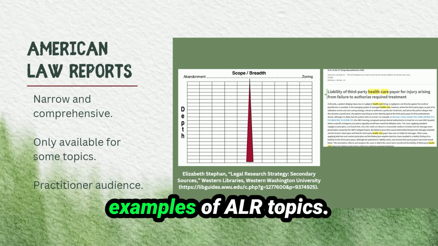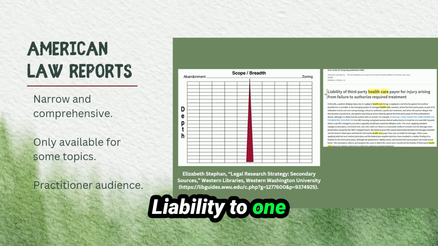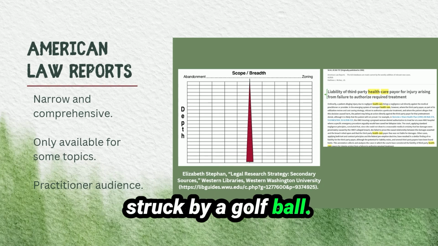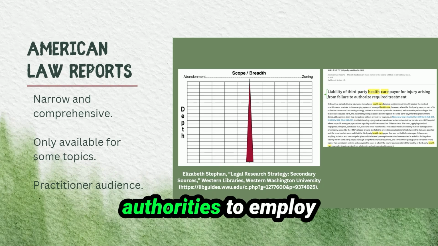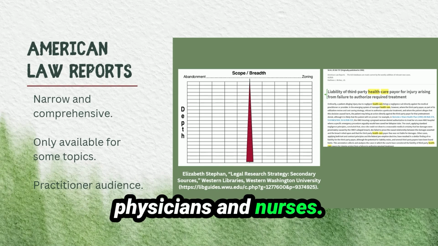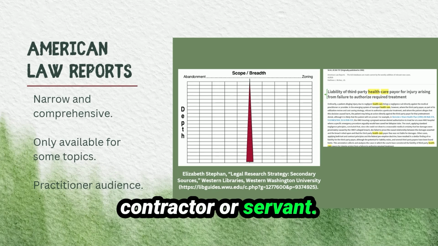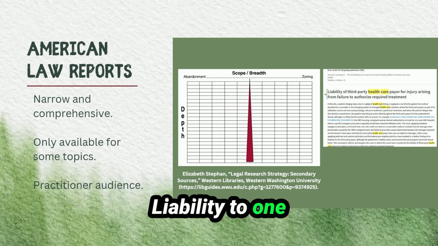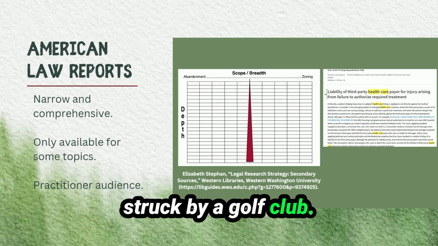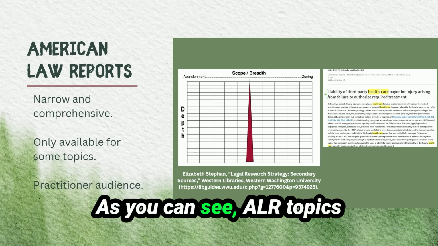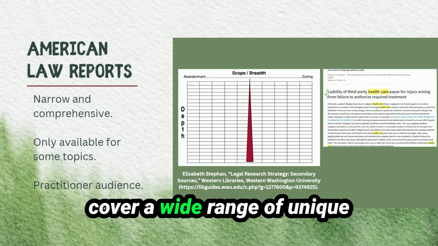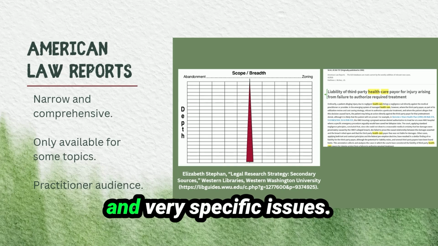Here are some examples of ALR topics. Liability to one struck by a golf ball. Liability of school authorities to employ physicians and nurses. Nurses as independent contractor or servant. Liability to one struck by a golf club. As you can see, ALR topics cover a wide range of unique and very specific issues.